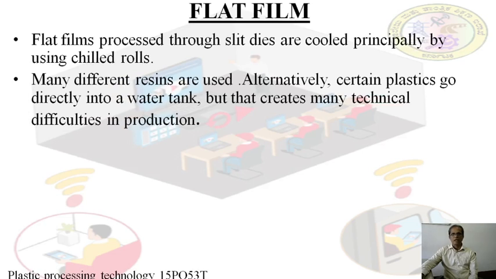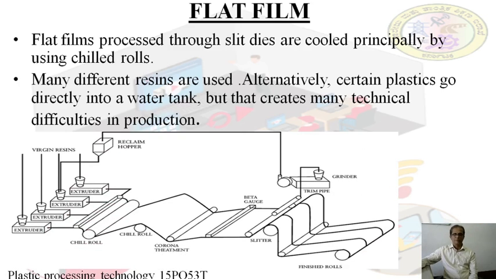How are flat films made? Flat films, especially for cello tape etc., are produced by this technique. Flat films are processed through a slit die, and they are cooled primarily by using chilled rolls. Many different resins are used for flat film. Alternatively, certain plastics go directly into a water tank, but that creates many technical difficulties in production.